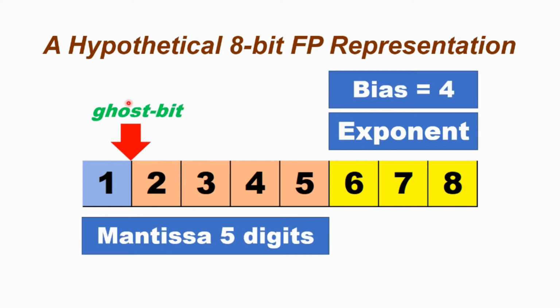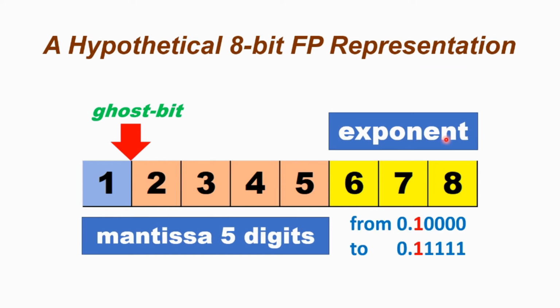And of course, we will use the ghost bit. So we will assume that there is a ghost bit of 1 here. So effectively, our mantissa has 5 digits. That is the 1 ghost bit plus the 4 actual stored ones here. We will assume that the bias is 4 for the exponent storage. Now let's see what this means.